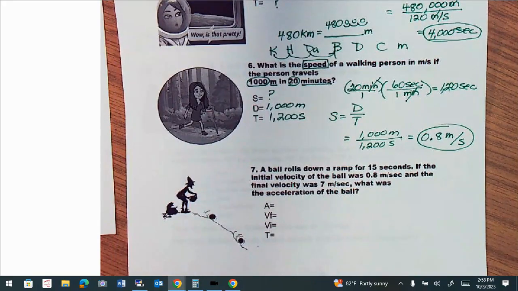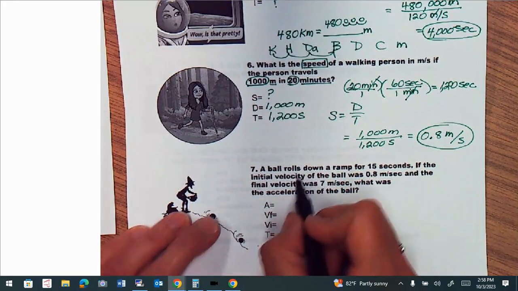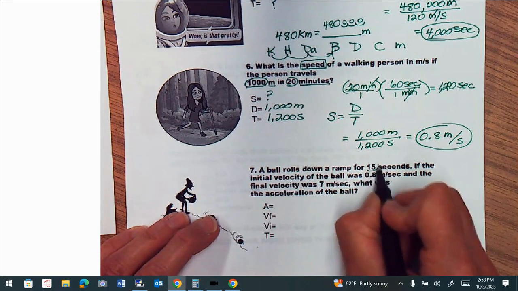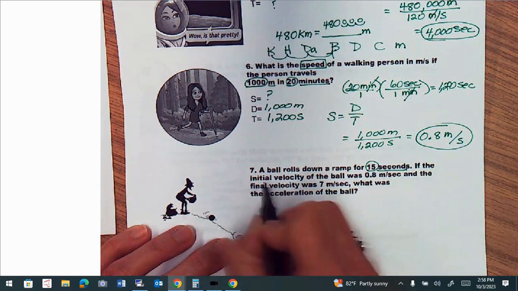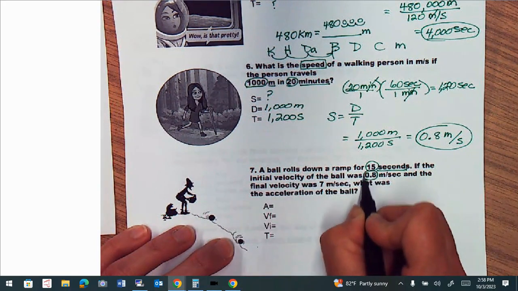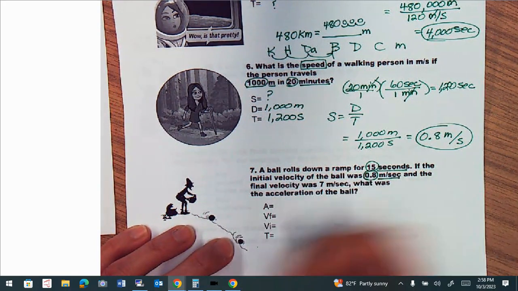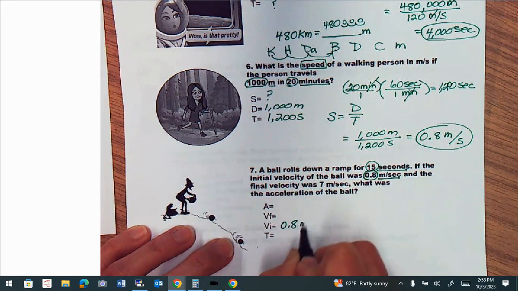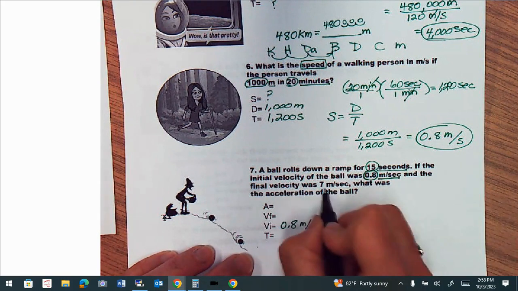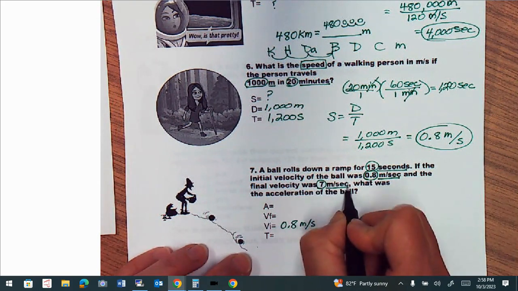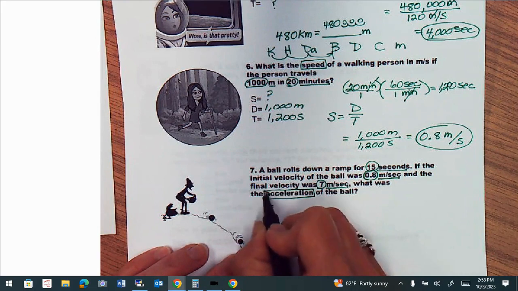All right, number 7. A ball rolls down a ramp for 15 seconds. If the initial velocity of the ball is 0.8 meters per second. Let's put that right there so we know it's initial. And the final was 7 meters per second. What is the acceleration of the ball?